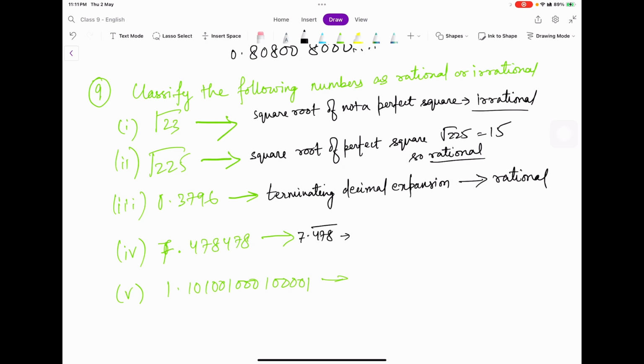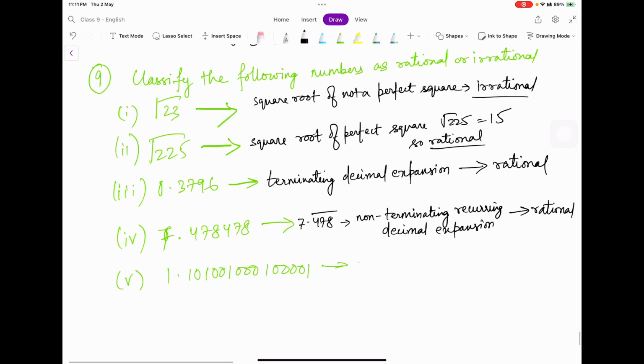Okay, this one, 7.478478, is a non-terminating recurring decimal expansion. So this is also rational. Here, this is a non-terminating, non-recurring decimal expansion. So this is irrational.